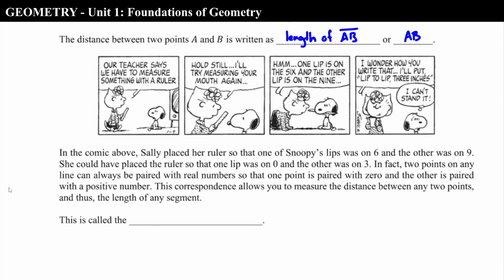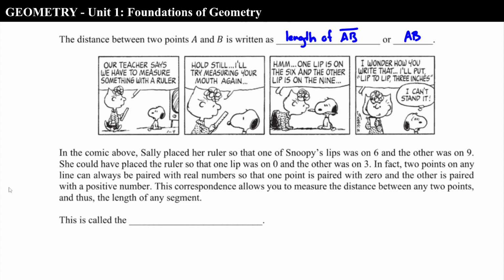Well, Sally placed a ruler so that one of Snoopy's lips was on the 6 and the other was on the 9. She could have placed the ruler so that one lip was on the 0 and the other was on the 3. In fact, 2 points on any line can always be paired with real numbers, so that one point is paired with 0 and the other is paired with a positive number. This correspondence allows you to measure the distance between any 2 points and thus the length of any segment.